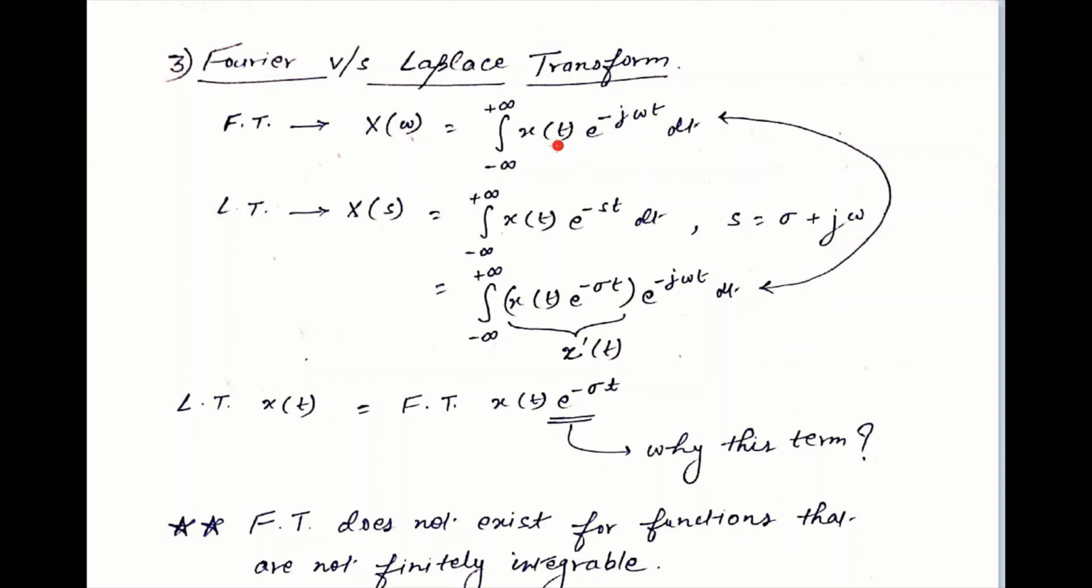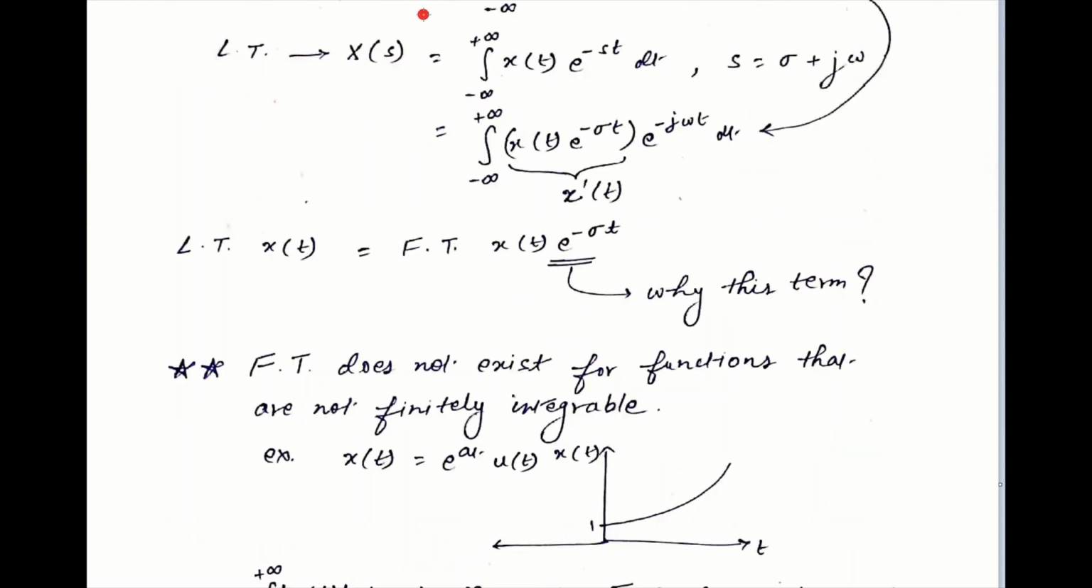So instead of x(t) here, we get x dash t. Instead of the Fourier transform of x(t), we get the Fourier transform of x dash t here. So this is the Laplace transform of x(t), and this is the Fourier transform of x dash t. They both are equal. Hence we can say the Laplace of x(t) is equal to the Fourier of x(t) into e raised to the power minus sigma t. Now we have to focus on this term, e raised to the power minus sigma t.